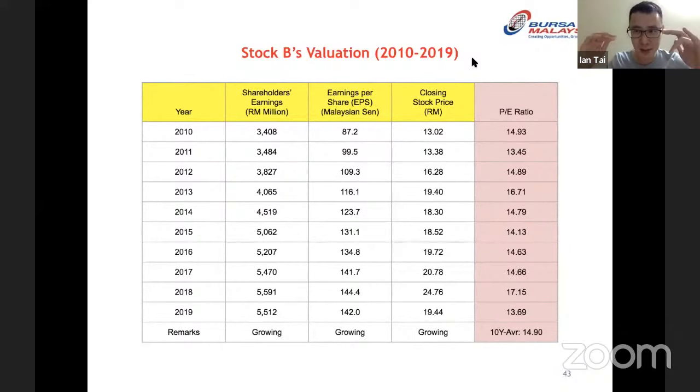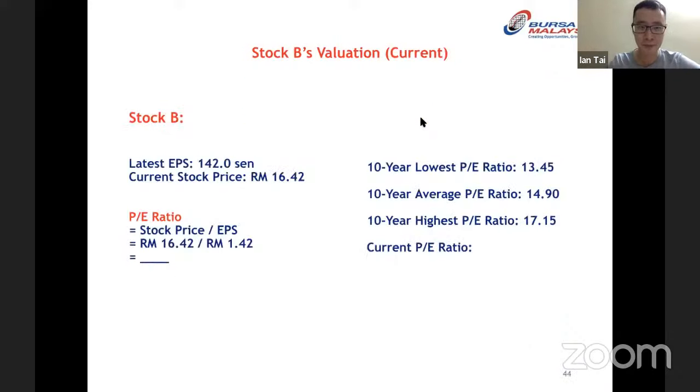If the current PE ratio at the time is about 14 or 15, then I would say stock B is fairly valued. But if stock B's PE ratio has gone up to 16, 17, 18, or even 20, then I would say that one is a bit overvalued. So that's how I view valuation.